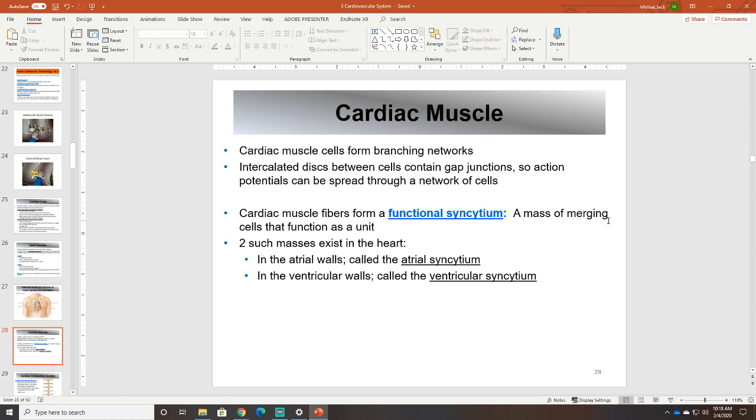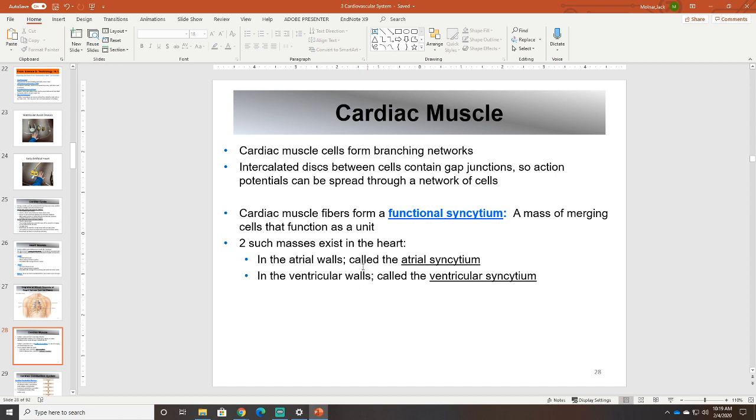All right, so the cardiac muscle fibers, or cardiomyocytes, form a functional syncytium. That's a hard word to say. Functional syncytium, which is a mass of cells that function as a unit. What does this mean? Well, basically, the heart functions as a unit, it contracts as a unit. Now, not all of the heart contracts at the same time. Different regions of the heart contract at different times, but we're going to see contraction begin in one area and then spread to the rest of the heart.